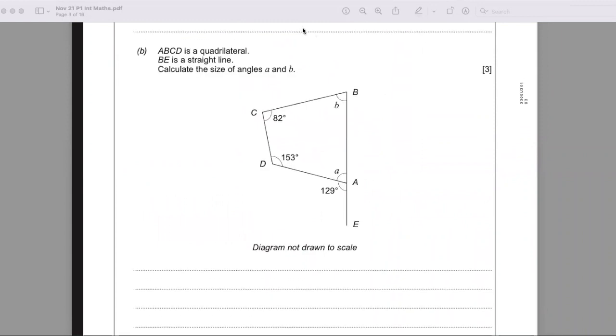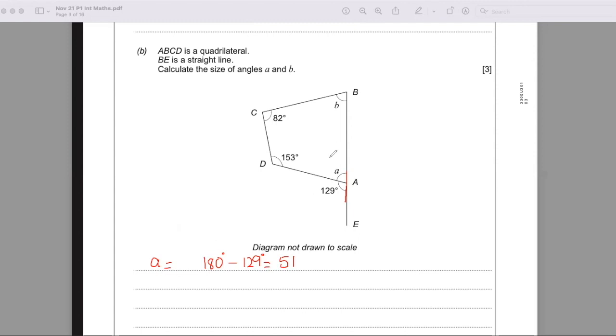B, ABCD is a quadrilateral. B is a straight line, and calculate the size of angles A and B. Now, to work out angle A, you can see straight away that is a straight line. So angles in a straight line add up to 180 degrees. So 180 take away 129, and that would be 51 degrees.